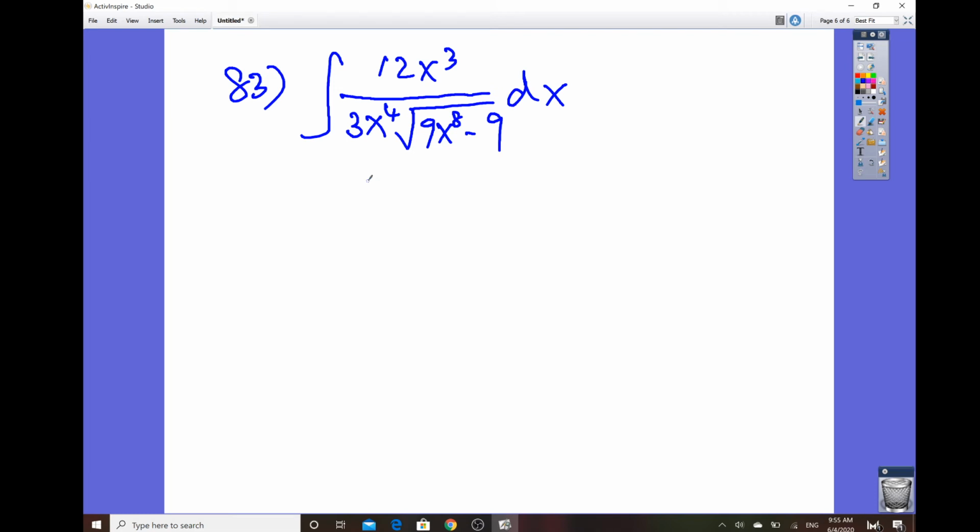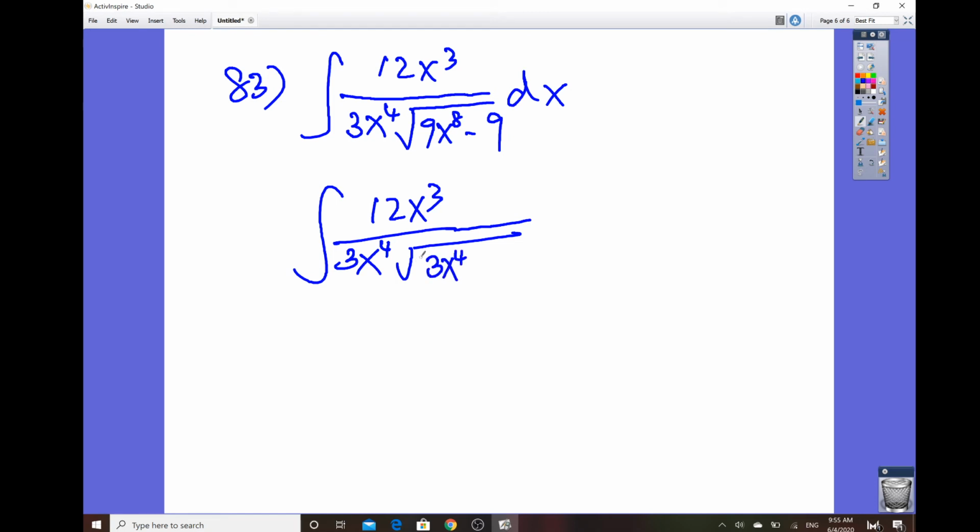Now, let's start with the u-substitution technique. What happens if I rewrite this one as 12x to the power of 3? Outside the radical, I just keep the same thing, 3x to the power of 4. But what about the radicand? Instead of putting 9x to the power of 8 again, can we just rewrite this as (3x to the power of 4) squared minus 3 squared? This one just tells you one of those formulas for the integral.